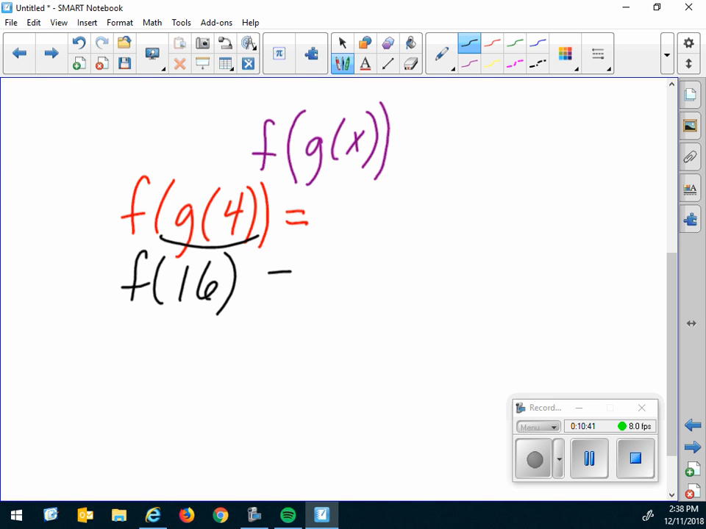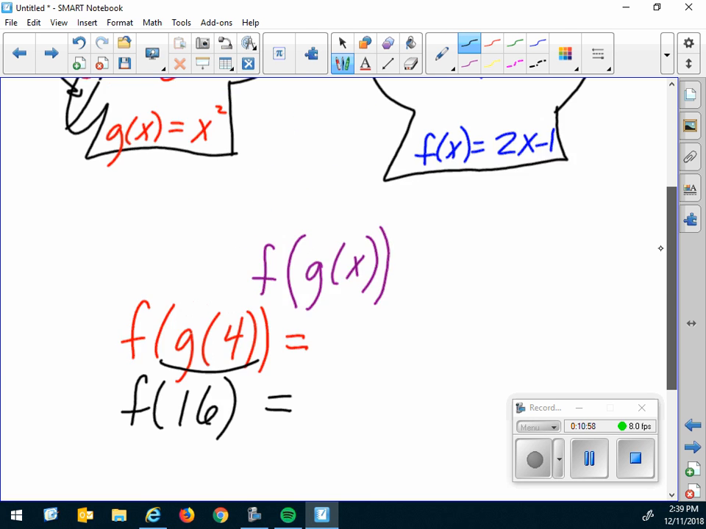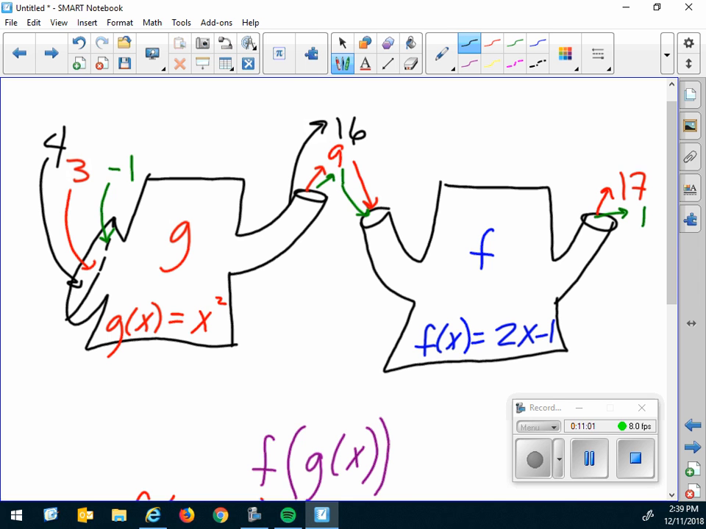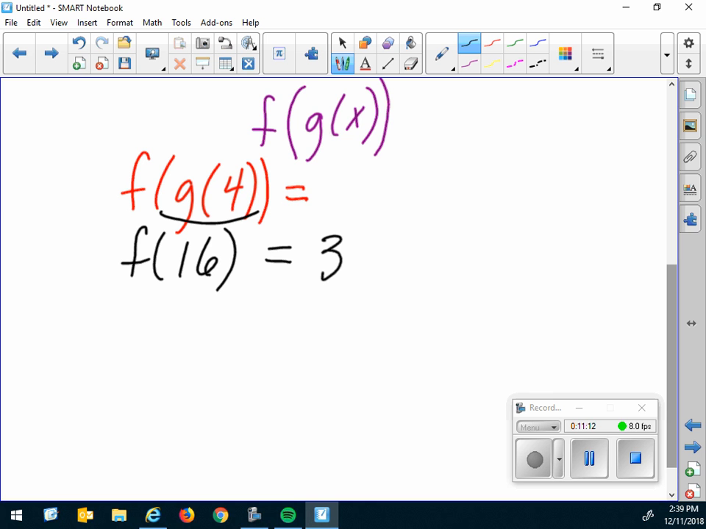So what's going into f? So look how we wrote that. Do you buy that? We did the g of 4, and we got 16. Remember, what comes out of g is what's going to go into f. Now let's put the 16 into f. What comes out? 16 times 2 is 32, minus 1 is 31. There's your answer. That's a composition. That's all there is to a composition.